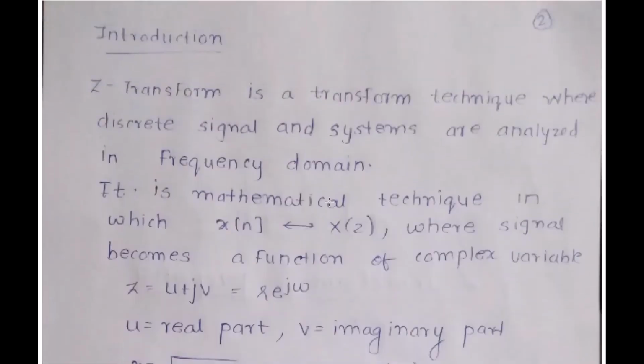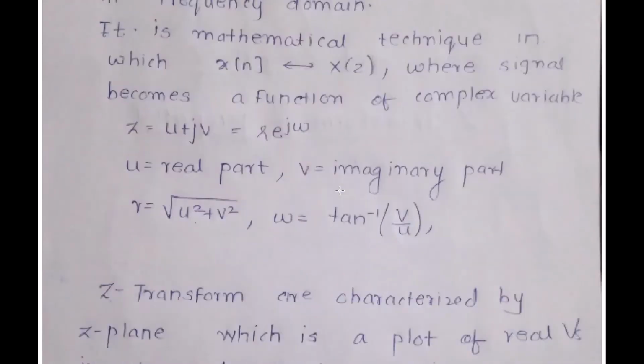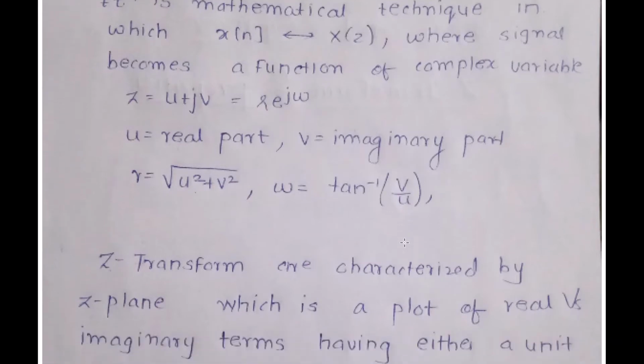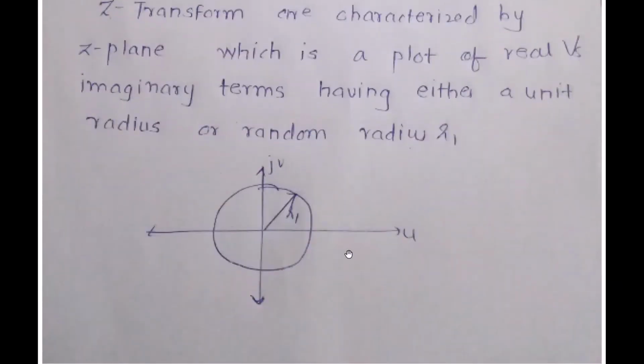So just talking about the Z transform, it is basically a transformation technique in which discrete signals, not continuous time signals, are converted into the frequency domain, that is the x of z domain. Next you have z is equal to u plus jv is equal to r e raised to j omega, r is equal to square root of u square plus v square, and omega is equal to tan inverse of v by u. The Z transform can also be indicated with the help of a circle, which is the ROC, having u as the real axis, jv as the imaginary axis, and we have the radius of r1.